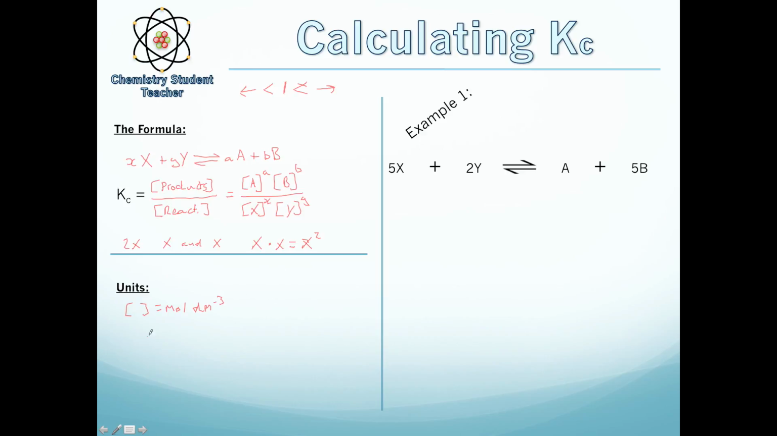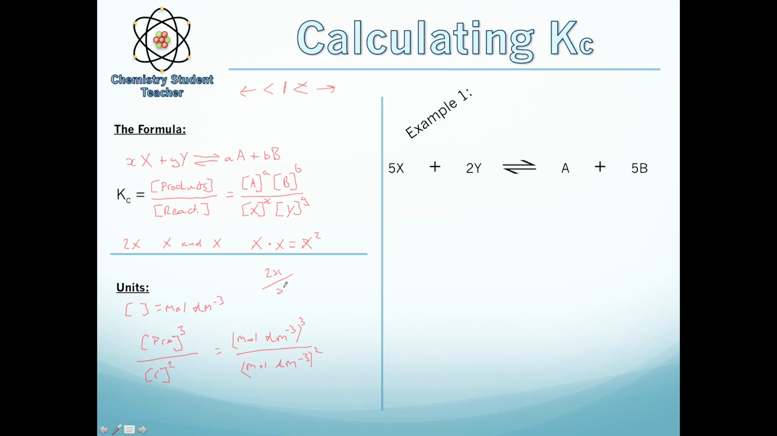So if we say we had the concentration of products to the power of 3, so we had A times B squared, so to the power of 3, over the concentration of reactants to the power of 2, so we had 1 lot of X and 1 lot of Y, then that's the same as saying moles per dm cubed, as this concentration, cubed over moles per dm cubed squared.